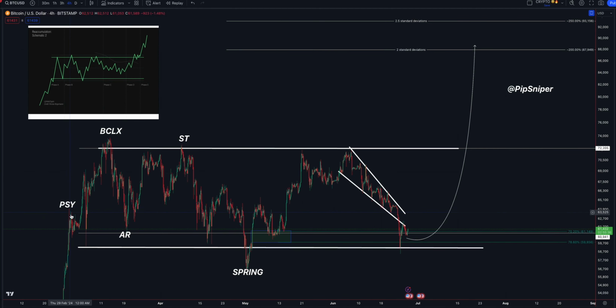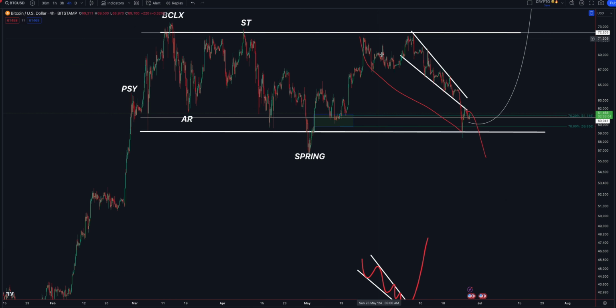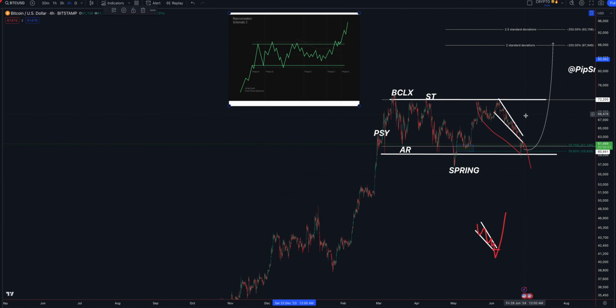Okay, so you have your preliminary supply, your buying climax, automatic rally to the downside, secondary test, and then your spring, your initial advance, throwback, a move back up to the top of the range before you meet these range lows again. And then everyone thinks that it's going to continue to go down here, but I think we're going to see a grind to the upside to at least 2 standard deviations measured from this sweep over here at around 87 to 88,000.